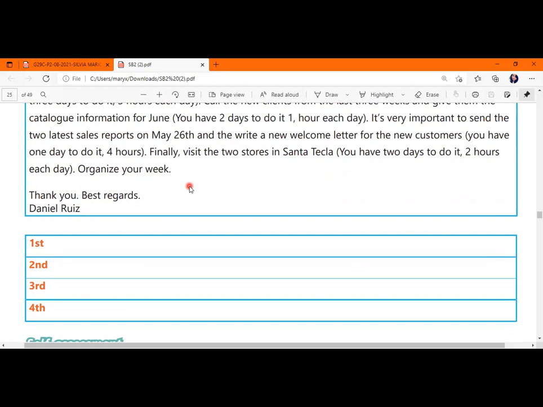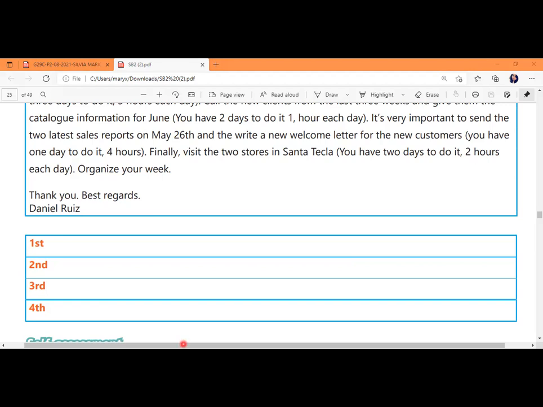Recuérdense que todos tenemos diferentes prioridades en la vida, right? We have different priorities. So you may have different answers. Puede que tengan respuestas distintas. Pero vamos a tratar de organizar esto y ver cuáles son las actividades que debemos hacer, que necesitamos hacer. Right? Let's start.